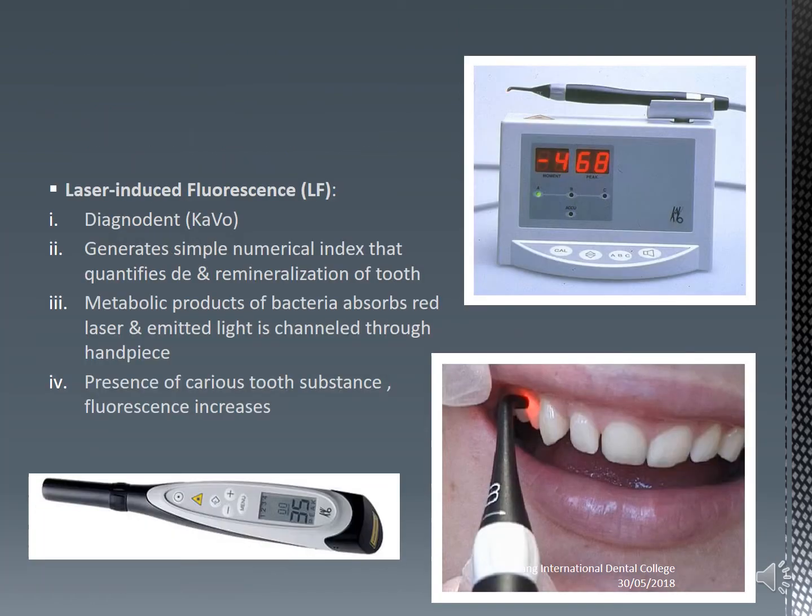Laser induced fluorescence, which is called LF. Here we are going to discuss an instrument called DIAGNOdent by KaVo, which generates a very simple numerical index that quantifies demineralization and remineralization of the tooth. The metabolic products of the bacteria absorb red laser light and emit light which is channeled through a handpiece, and which shows as a numerical value for presence of carious tooth structure. So whenever there is a carious tooth structure, the fluorescence increases and the number increases.